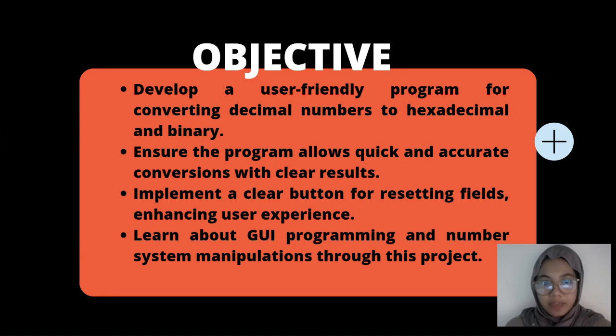So, our objective is to develop a user-friendly program for converting decimal numbers to hexadecimal and binary. Secondly, to ensure the program allows quick and accurate conversion with a clear result. Thirdly, to implement a clear button for resetting the field, enhancing user experience. And lastly, to learn about GUI programming and number system manipulation through this project.